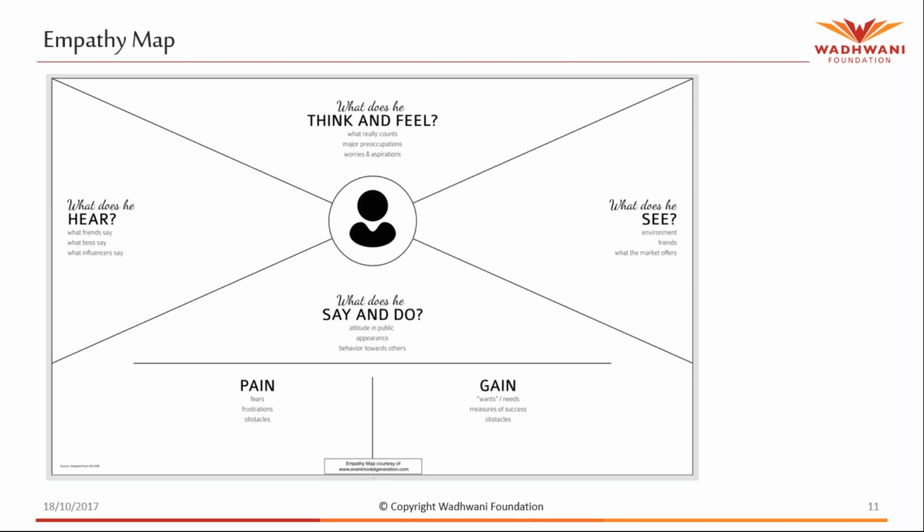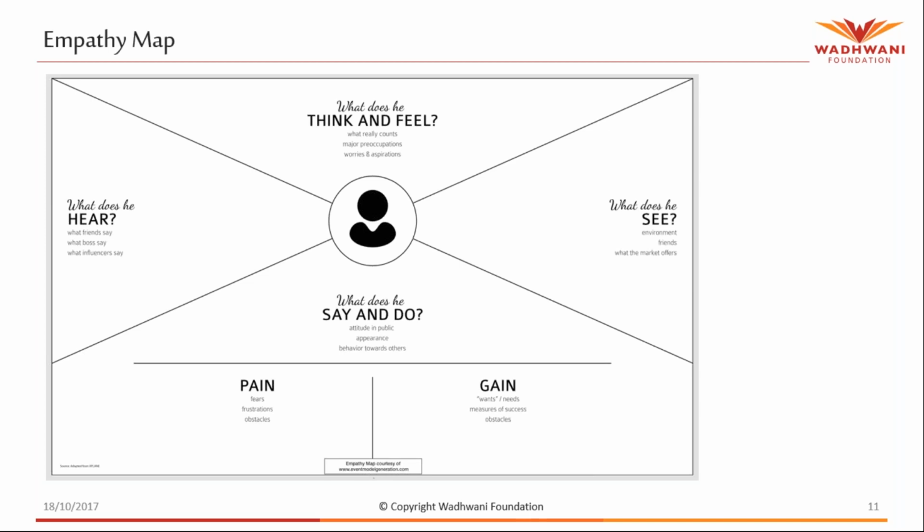For example, what does the customer think and feel when they're buying a car? They think about moving from point A to point B. They think about the price of the car. They think about the running cost of the car. They think about the social prestige of the car. They think about the convenience that a car gives them. So all those go into the part of the think and feel.